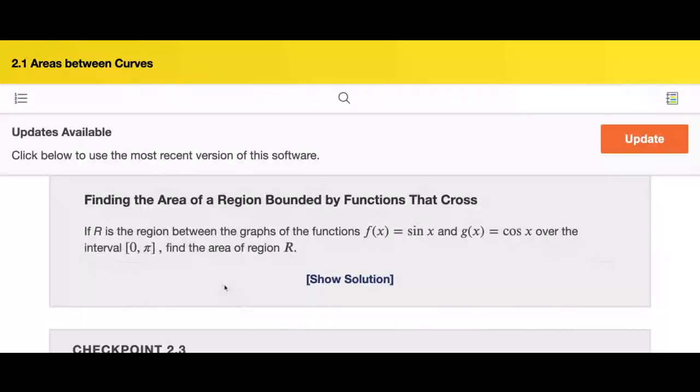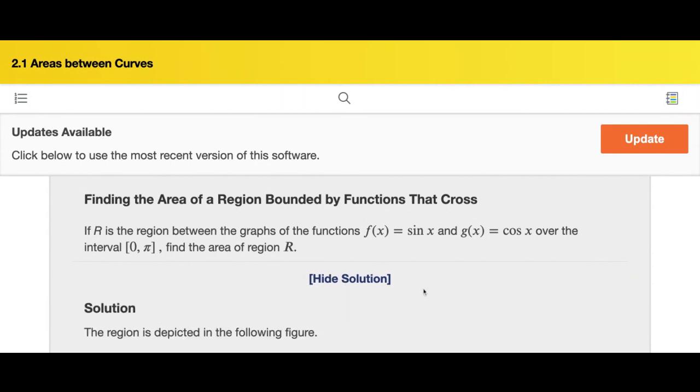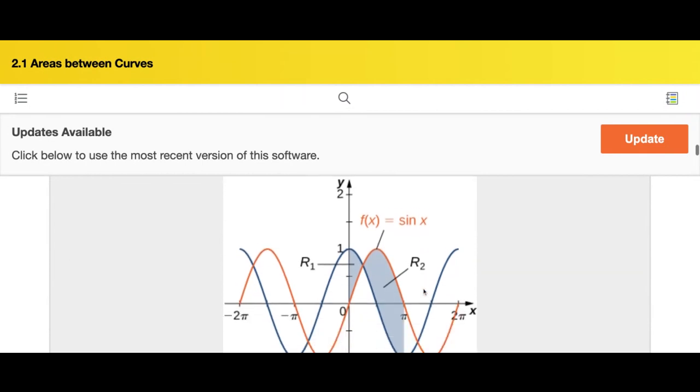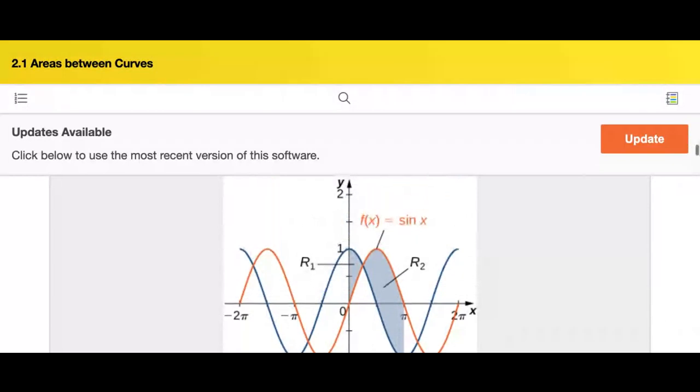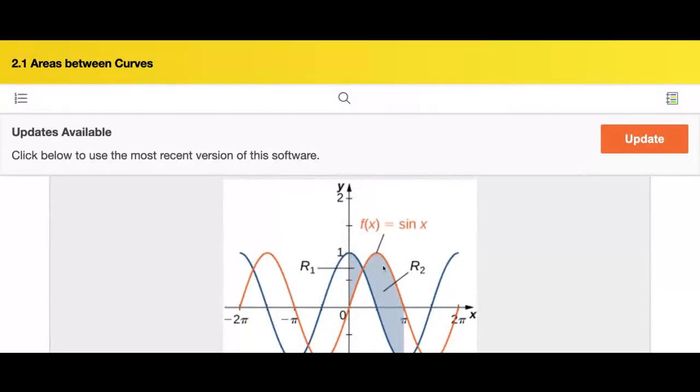Let's see this one. If R is a region between the graphs of the functions sine x and cosine x over the interval 0 to pi, find the area of the region. From 0 to pi, we know what happens, right? They will offset some area above. Let's see this one. Oh, over sine and cosine.